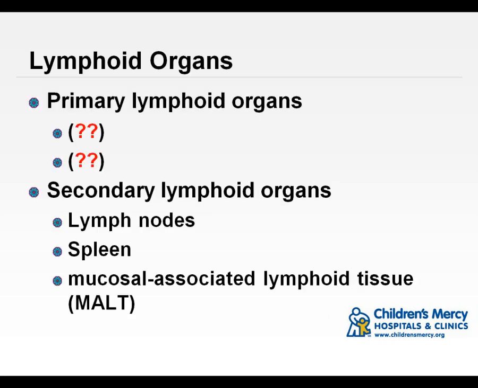Okay, moving right along, we're going to talk a little bit more about the lymphoid organs. Lymphoid organs are typically divided into primary lymphoid organs and secondary lymphoid organs. The primary lymphoid organs actually make the B and T cells. Anybody know what those are? Yes, bone marrow and thymus, very good. So B cells, of course, are produced in the bone marrow. T cells are produced in the thymus.